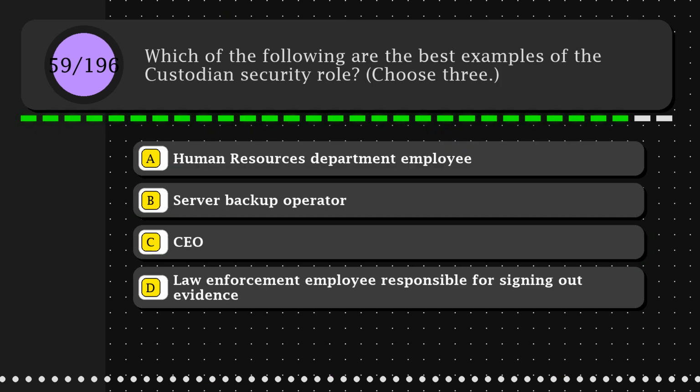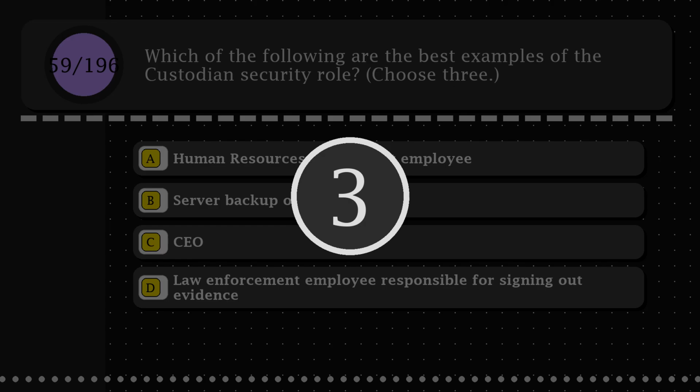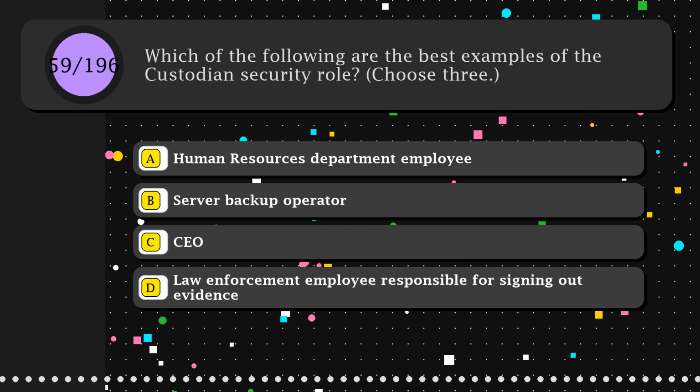Question 59. Which of the following are the best examples of the custodian security role? Choose 3. Option A, human resources department employee. Option B, a server backup operator. Option C, CEO. Option D, law enforcement employee responsible for signing out evidence. The correct answer is option A, B, D.